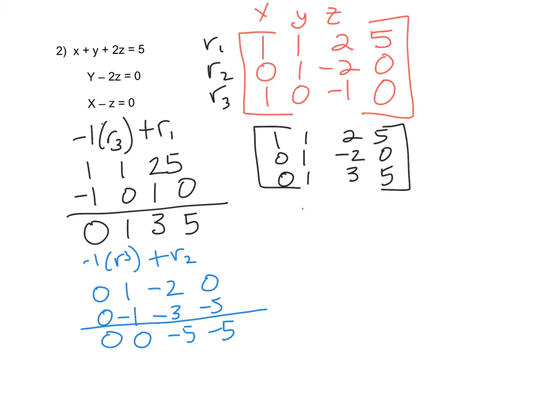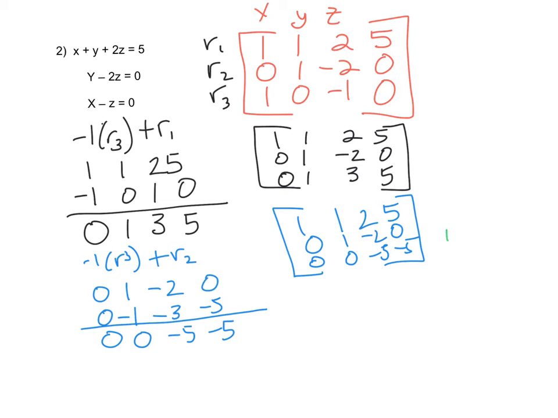Okay, so now I got 1, 1, 2, 5, didn't change it. Not going to change the second row. And the third row is now what we just wrote, 0, 0, -5, -5. Okay, almost done. I need a 1 in this spot. Okay, so to do that, I'm going to multiply this whole row by -1/5, because I'm going to multiply by its reciprocal.